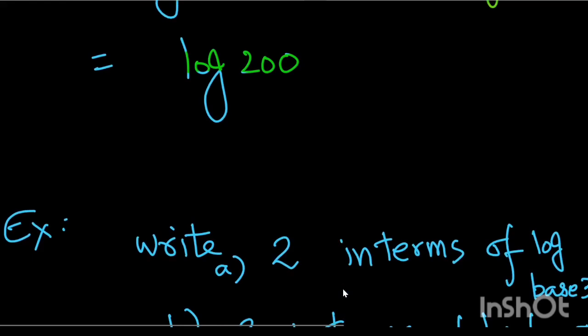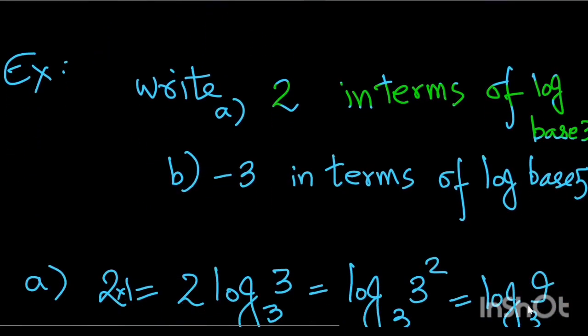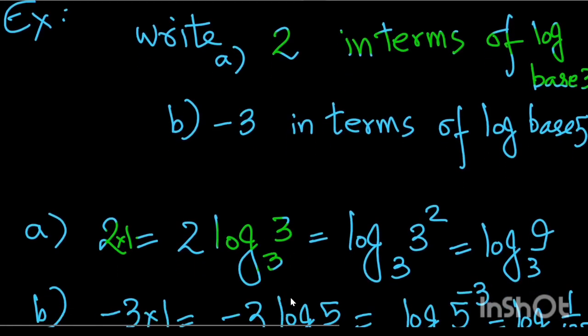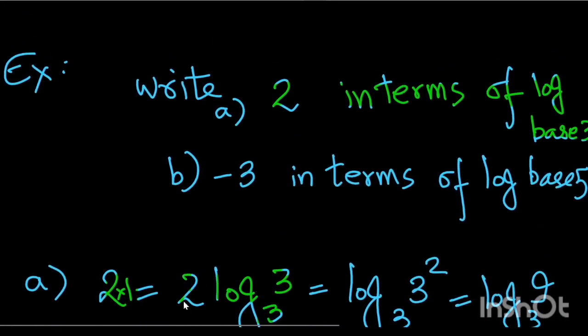Again, write 2 in terms of log base 3. So 2 is a simple number, it doesn't have any log, but we have to convert it in terms of log base 3. So we can write 2 as 2 into 1, and 1 is written as log 3 base 3. Now 2 will go in the power of 3, which becomes log 9 base 3. So that's how we have converted it in terms of log base 3.